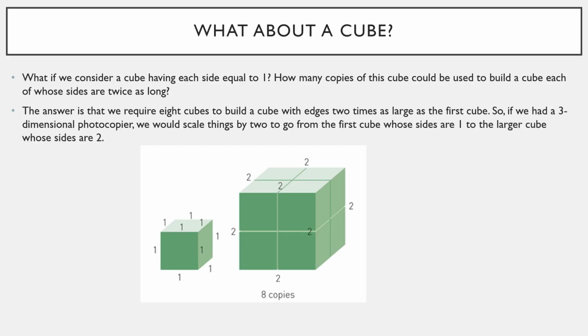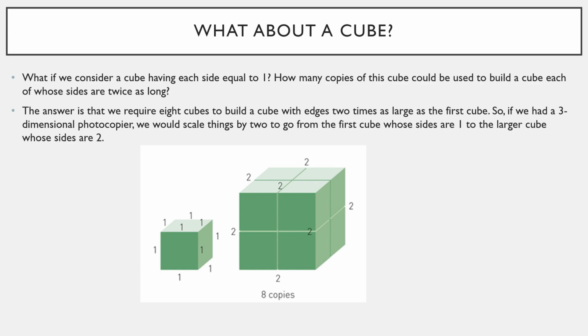What if we consider a cube having size 1? So if you look here, here's a cube. All the sides are each equal to 1. How many copies of the cube could be used to build a cube, each whose sides are twice as long? Well, the answer is you'd actually require 8 cubes to build a cube with edges 2 times as large as the first one.